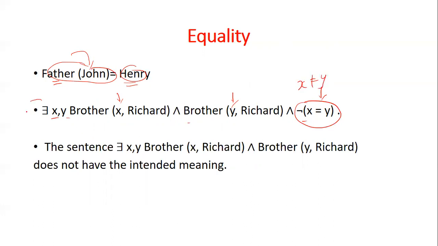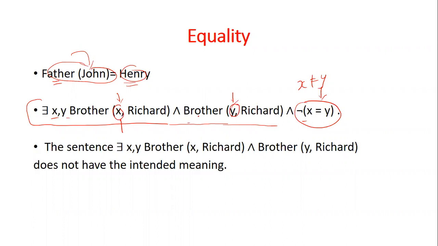Actually, this is the correct way of saying it. There exists x, y such that x is a brother of Richard. So here we are mentioning that there is some person x who is the brother of Richard, and there is another person y who is also the brother of Richard.